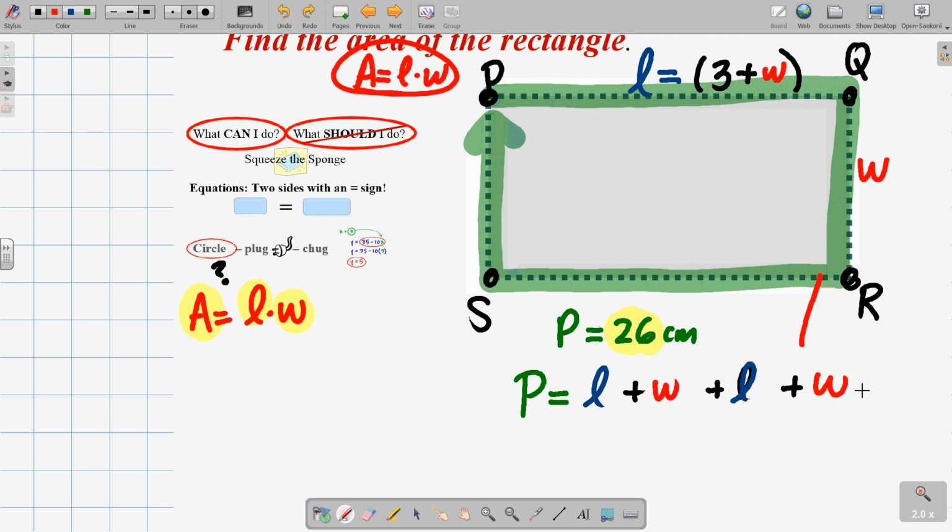I can write that down. That's easy enough. Why did I start with that? Because I'm given the perimeter. Let's see what else we can do.